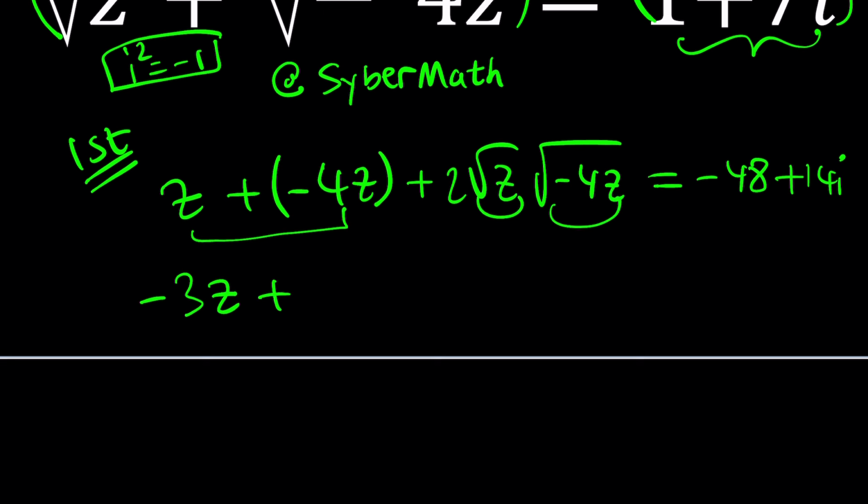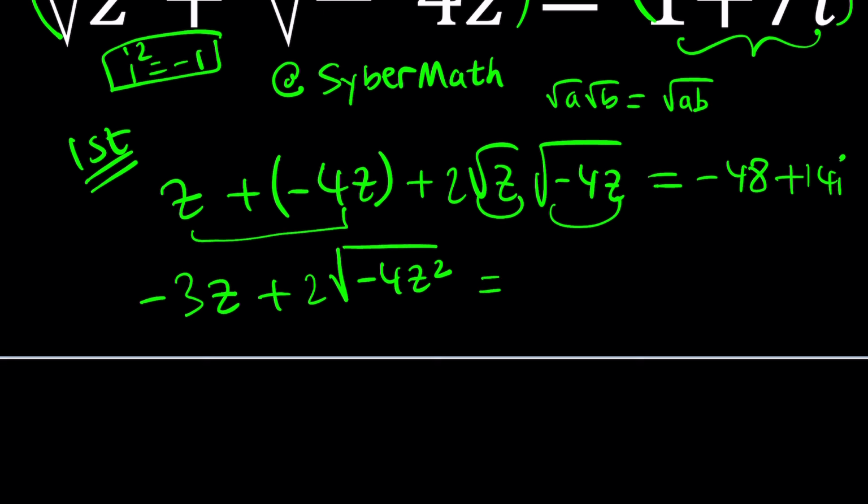Now, multiplication with complex numbers is a little tricky if you're multiplying them under radicals. Why? Because the square root of a times the square root of b may not always be true if a and b are complex numbers or imaginary numbers, right? So you got to be very careful. But let's just do it, pretend this works. And that should give us 2 times the square root of negative 4z squared. Awesome. At least we're going to get a perfect square. Hopefully, we can take that out. Okay, great. On the right-hand side, we still have negative 48 plus 14i.